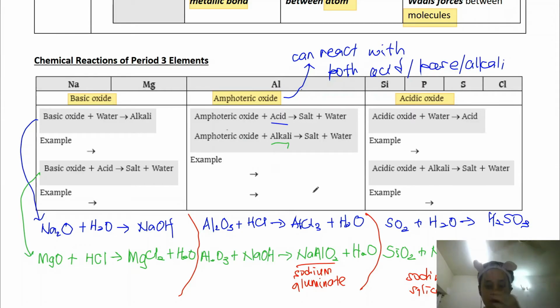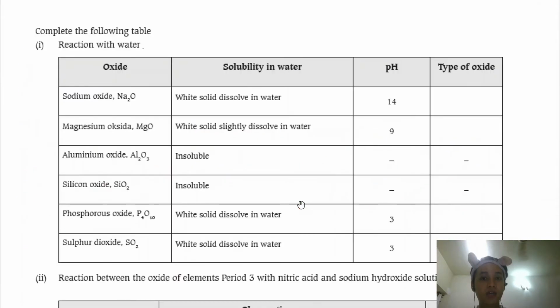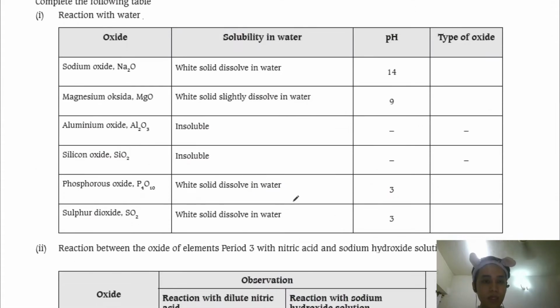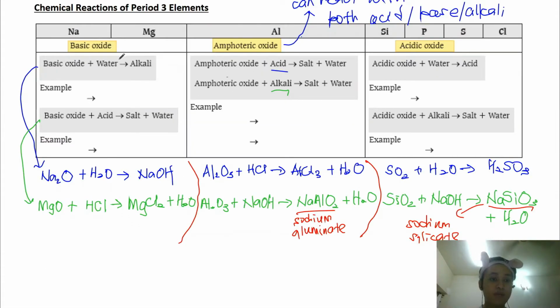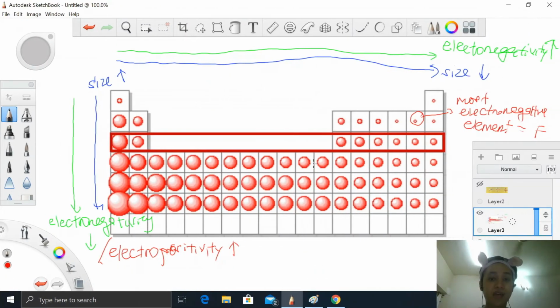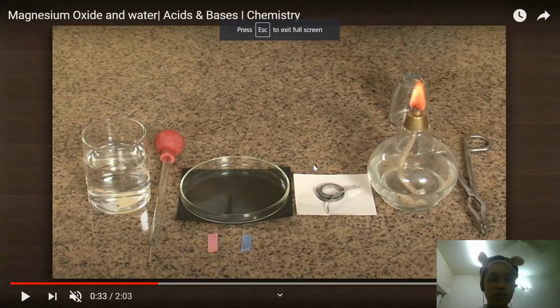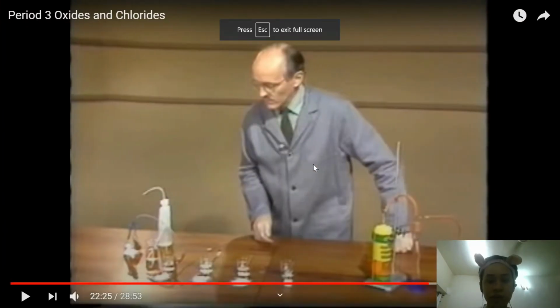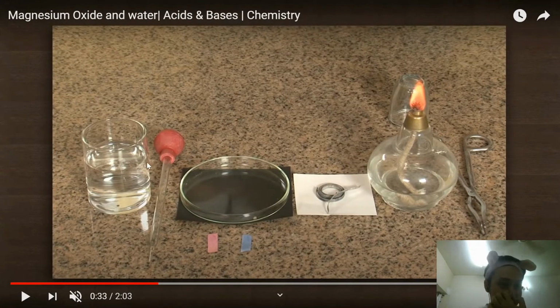So that is it for the chemical reactions for period 3 elements. Technically we have two: reactions with water, and reactions with either acids or alkali. So here are the observations. I'm just going to show you a very short video regarding the reactions of metal oxides and water. We can look at this one first.